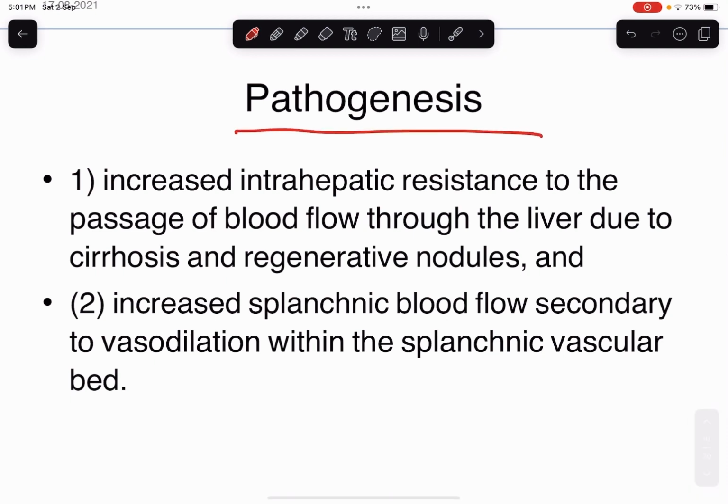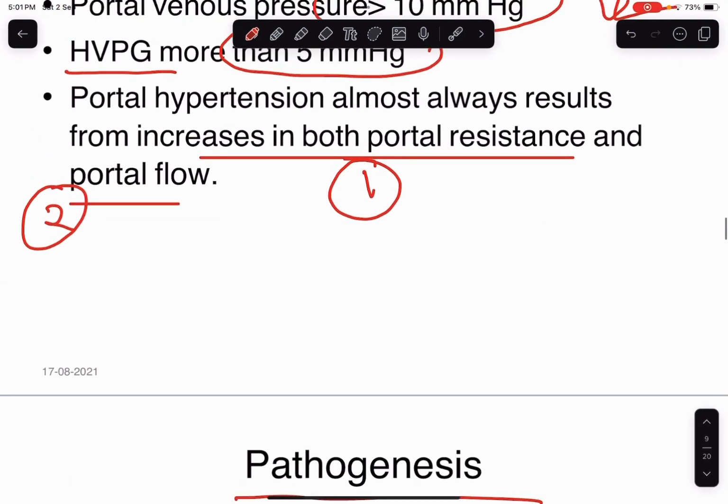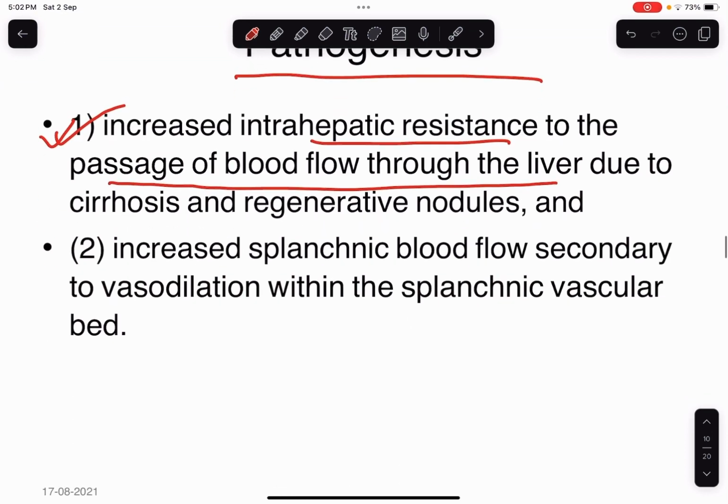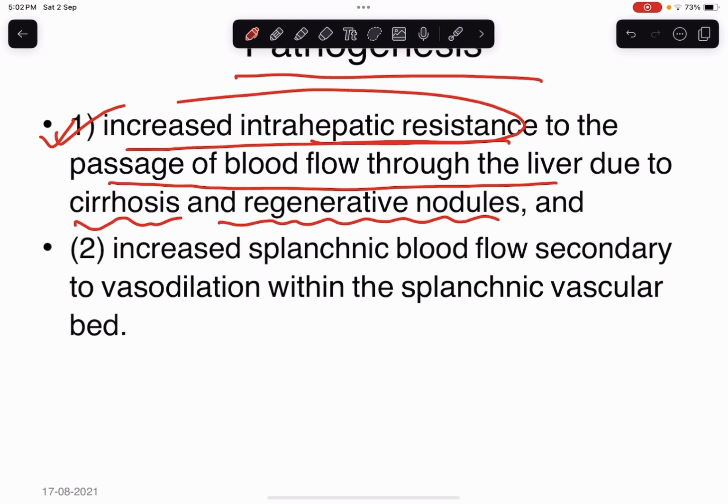Pathogenesis. Increased intrahepatic resistance to the passage of blood flow through the liver. As I was just saying, increase in portal resistance. Increase in intrahepatic resistance usually occurs in liver cirrhosis because of fibrosis inside the liver and regenerative nodules. Blood finds it difficult to flow through the increased resistance inside the liver. So there will be increased intrahepatic resistance.